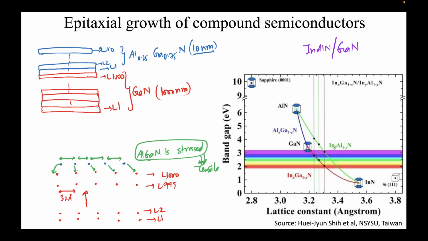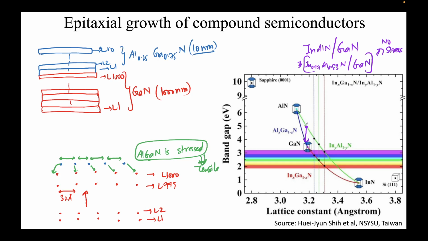However, indium aluminum nitride will be somewhere along the green line, correct? Look at this point, which is directly above the GaN lattice constant. This means if I take such a value of y such that this lattice constant matches exactly that of GaN, that value comes out to be about 0.17. So if I have indium 0.17, aluminium 0.83, nitride on GaN, this will have no stress.